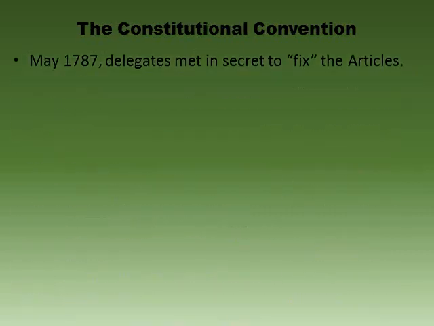So, in May of 1787, most of the colonies anyway, or states now, I should say, sent some delegates to meet in secret to come up with a fix for the Articles. They were meeting in secret because they didn't want outside interference and popular opinion to distract them. They wanted to put their heads together, the smartest, brightest people of the day, and figure out some system that would work better than the Articles. So they met behind closed doors trying to figure this out.